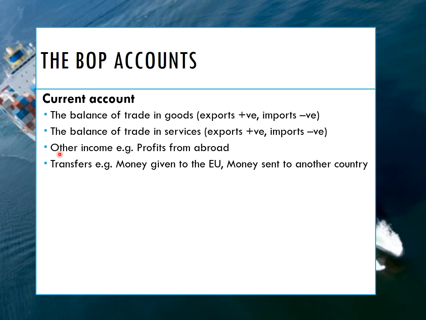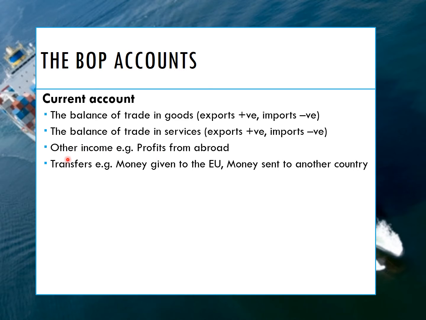We also have another category here called other income. And other income is any profit from abroad. So for example, if you owned a business in China and that Chinese business generated a profit and that profit came back to you in the UK, that will be a credit to the current account. That's a positive amount. Likewise, if there's a business based here that's owned by people abroad and the profits leave to go abroad, then that will be a negative, a debit.